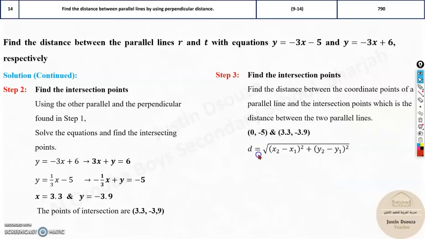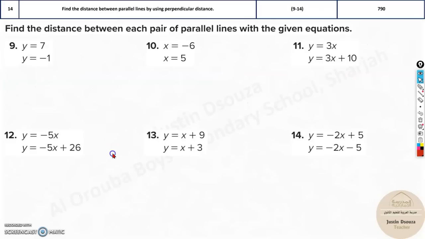Find the distance using the distance formula, that is square root of (x2 minus x1) the whole square plus (y2 minus y1) the whole square. Now when you find the distance, just substitute, put it in the calculator, and you will get the answer. That is the distance. I know it is very lengthy, but this is the method. That's it. That's how you solve all this.